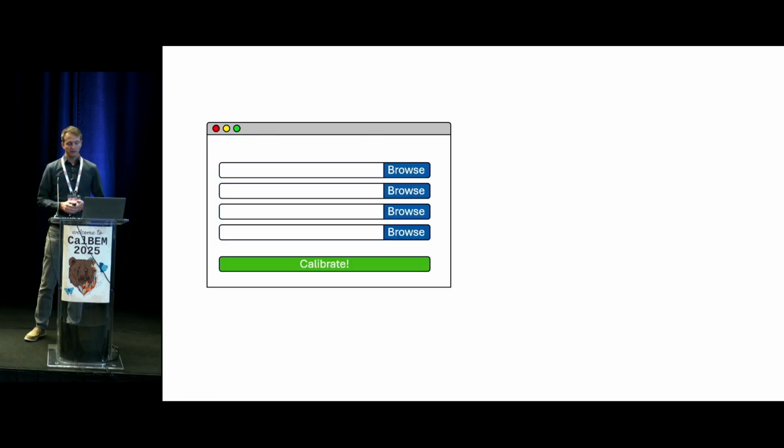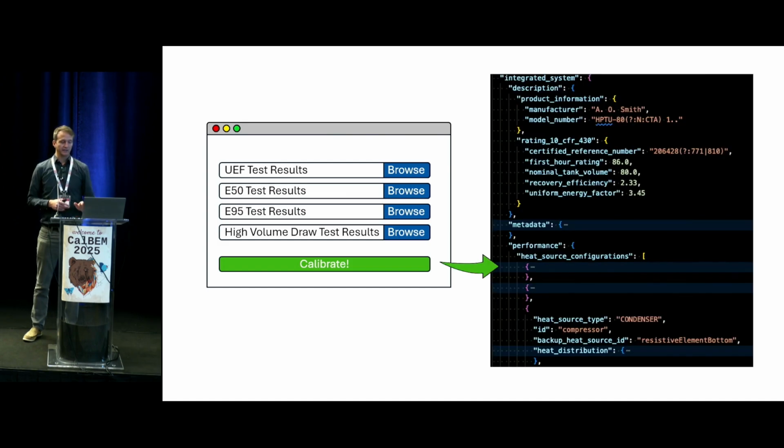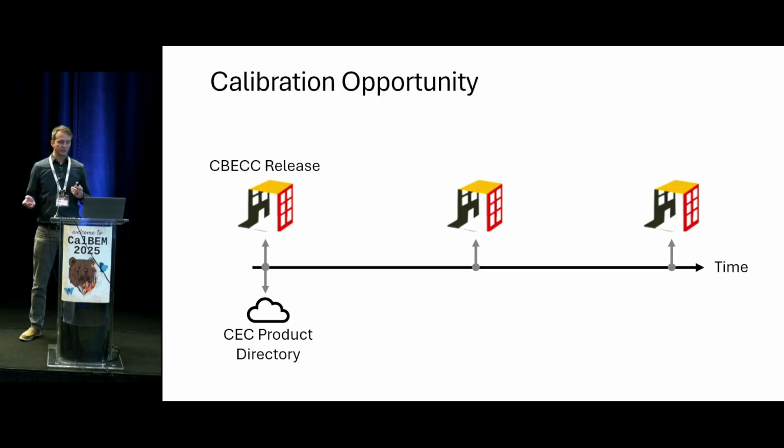And so the vision here is that we will have a program where a manufacturer could upload or put in their results data for all of these tests and hit the calibrate button, and it would spit out one of these ASHRAE 205 performance files, performance maps and data files corresponding to that equipment that is calibrated to their test data. And the ultimate vision here is that these files then can be stored in a CEC product directory that is maintained separate and independent from the CBEC releases.